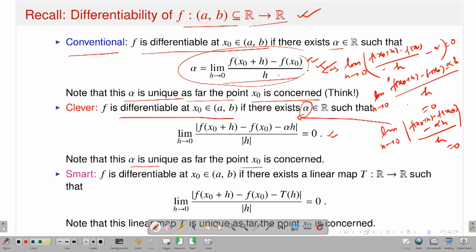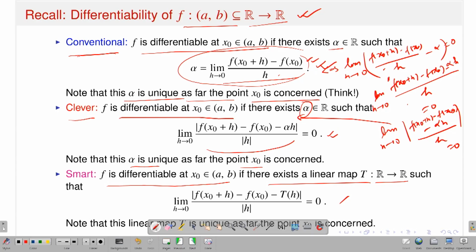So, once I see my definitions in this way, this is another way that I have written. The first one is the conventional, and that is actually given in the definitions in many books. The second one was the clever way. Instead of just looking at only the limit of the quotients, you bring the limit inside, do some algebra, and think about this quotient, and this is 0. The smartest way I should say is that f is differentiable at x naught if there exists a linear transformation T from R to R such that this is 0.